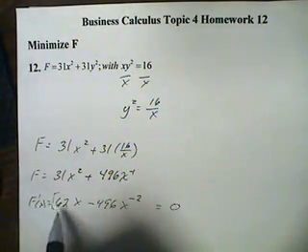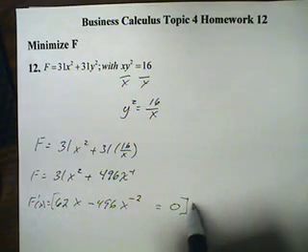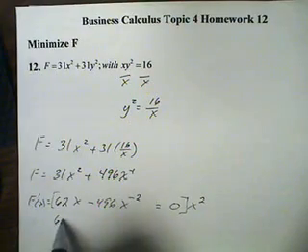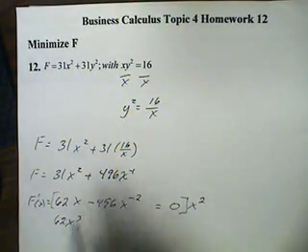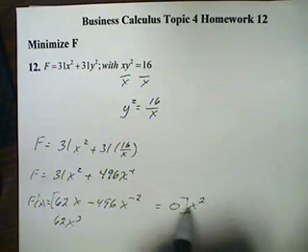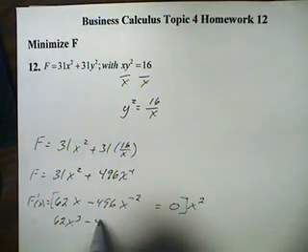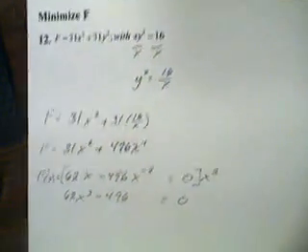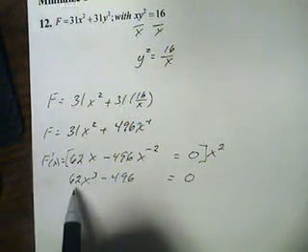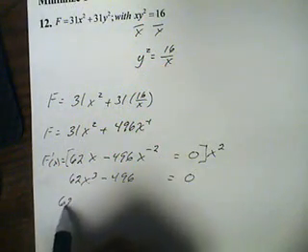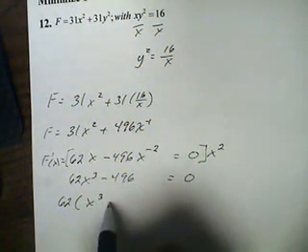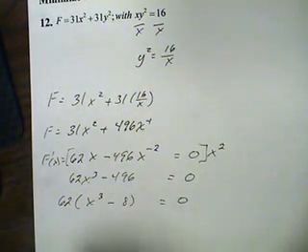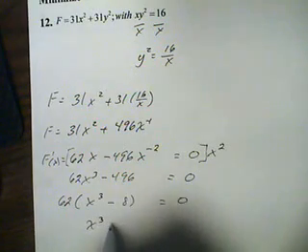So I want to multiply by the least common denominator, which will be x squared. This makes this 62x to the third power, and this becomes 1 times negative 496, and x squared times 0 remains 0. Now if I factor out my 62, I'll get 62 times x to the third power minus 8, all equals 0. And I'll take this portion right here and solve this for 0.